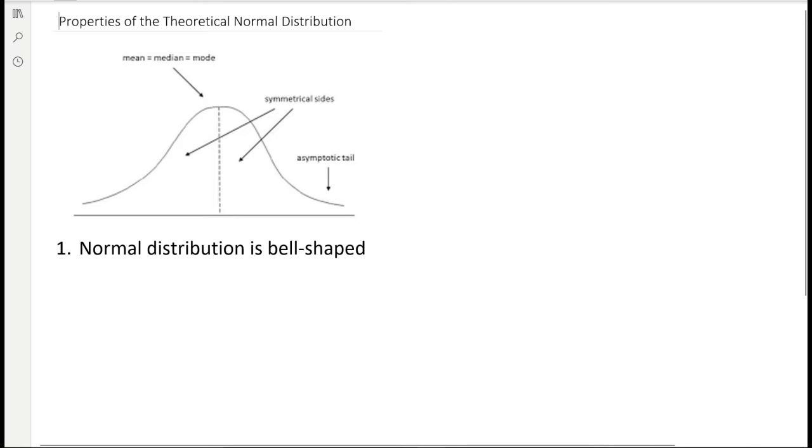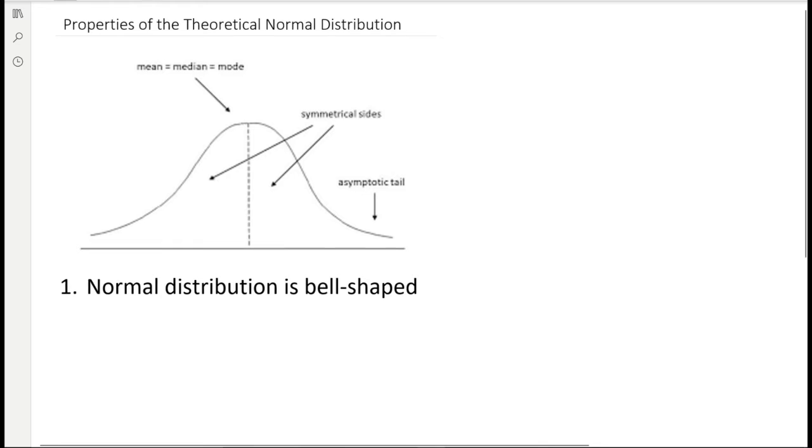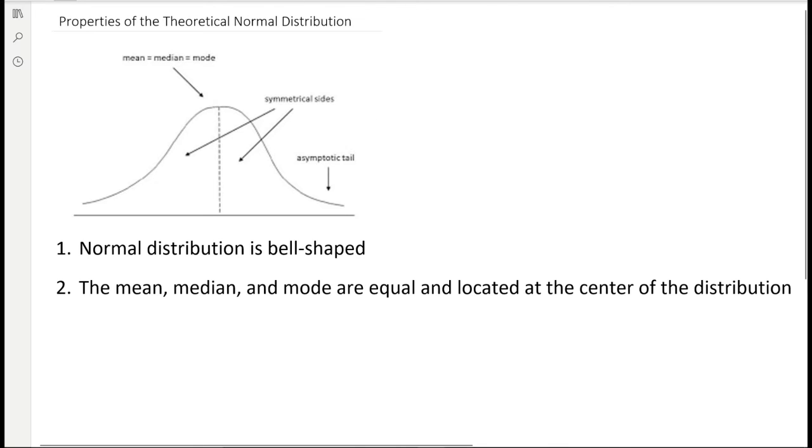All right, so now we're going to look at the properties of the normal distribution. The first property is that the normal distribution is bell-shaped. You can clearly tell that this is the case. It has the shape of a bell, and therefore we call it bell-shaped. The second property is that the mean, median, and mode are equal to each other, and they're located at the center of the distribution.